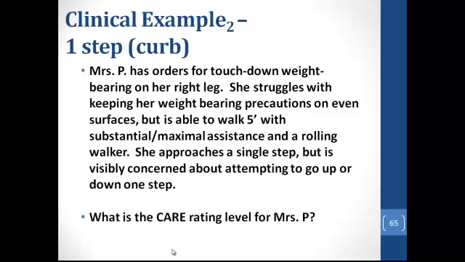The best answer would be dependent, because the therapist can infer from the patient's level of performance with walking on uneven surfaces that she is dependent for a single step due to her difficulty in maintaining her weight-bearing orders on uneven surfaces. Therefore, dependent would be the most appropriate score rather than an S, not attempted due to safety concerns, an N, not applicable, or a P, patient refused.